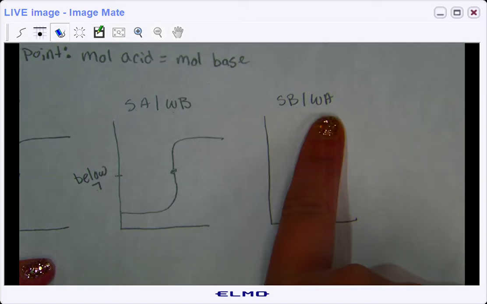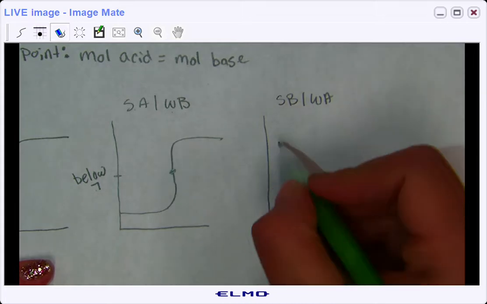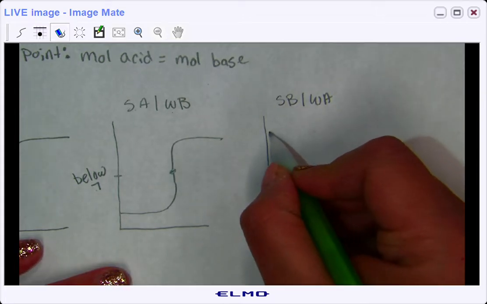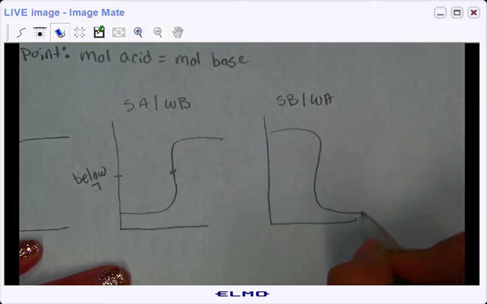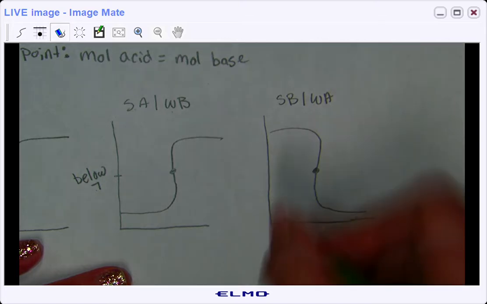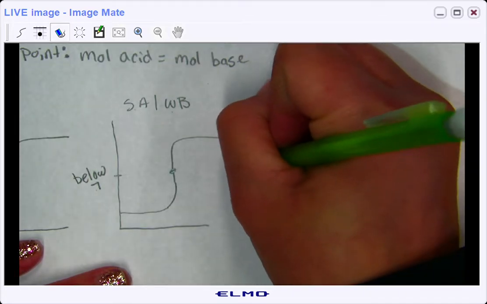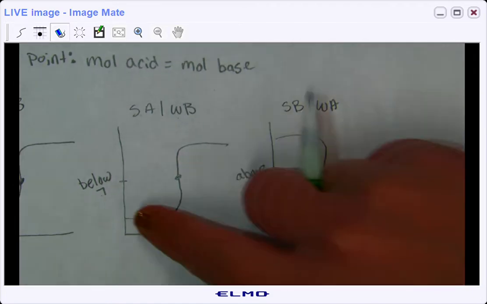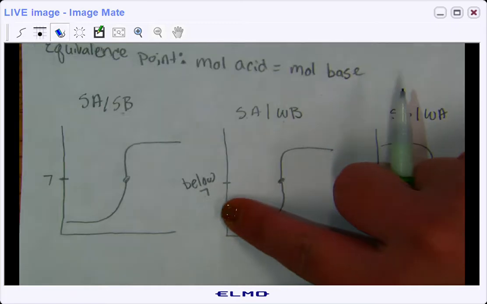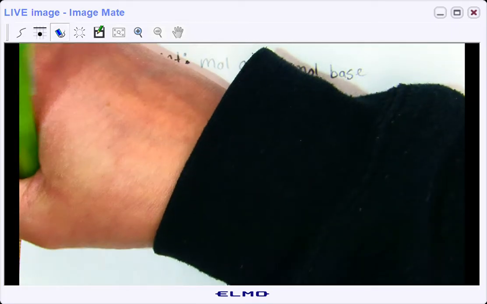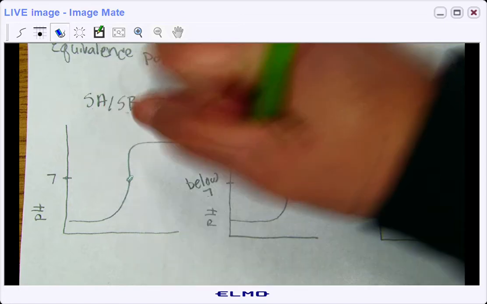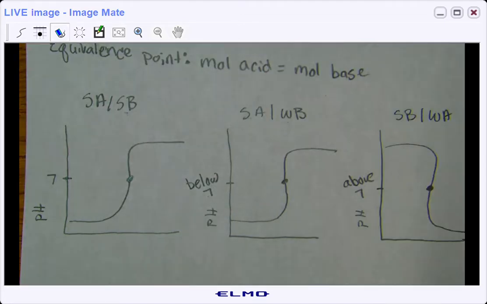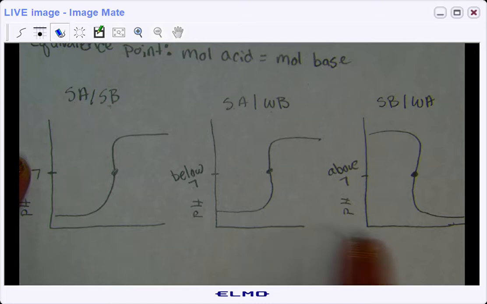All right, I have a strong base and a weak acid. In this case, I start out basic, and as I add acid, I get more and more acidic. And my equivalence point here is going to be above 7. So my pH is right here on the y-axis. So this is my pH. And this is the volume added.